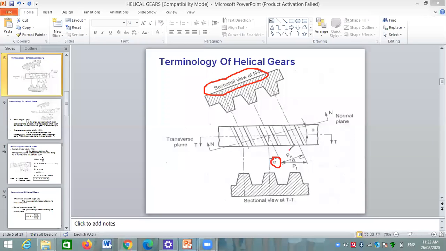Let's see what PN is. PN is the normal pitch: P for pitch and N for normal pitch, and PT is the transverse pitch. We will see one by one. Here at the end, the sectional view at TT is shown, which means the sectional view at the transverse plane. Let's see what all of it is.